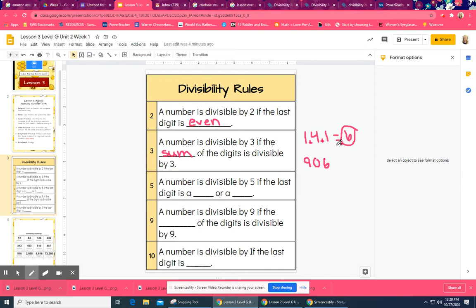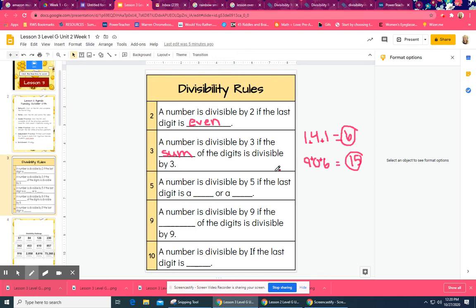So that's what it means when I say you find the sum of the digits. Another one is 906. If I were to add all of those numbers up, 9 plus 0 is 9, and then 9 plus 6 is 15. Well, I know that 3 can go into 15, which means 3 can also go into 906. So that's what the divisibility rule for 3 looks like.